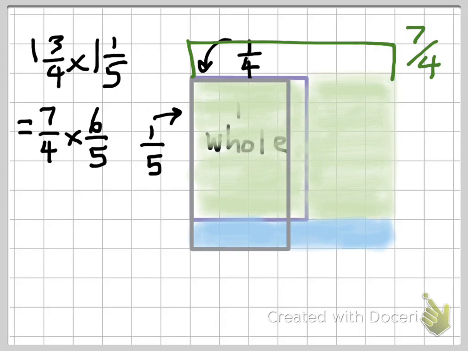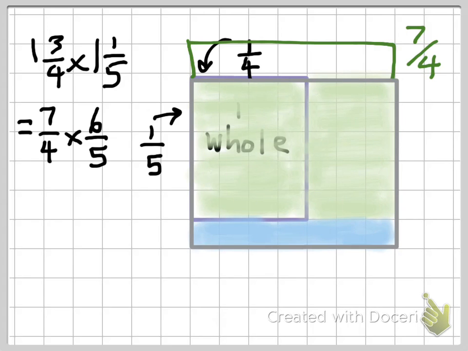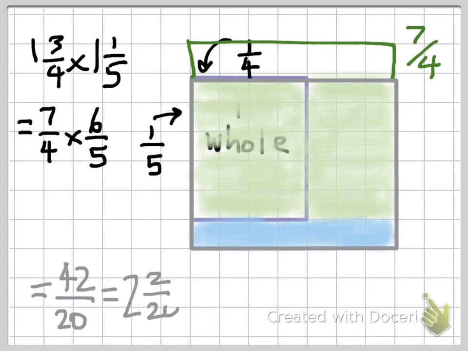This whole rectangle that I've colored in now represents my answer. So I need to make sense of what my answer is. I can do that in 2 ways. The first way is for me to look at how many squares are shaded in total, which is 42, and then my denominator is how many squares are shaded in my whole, which is 20. That really represents that I have 2 wholes and 2/20 shaded in.